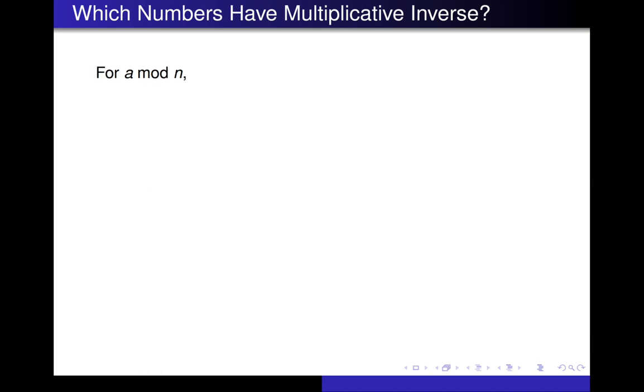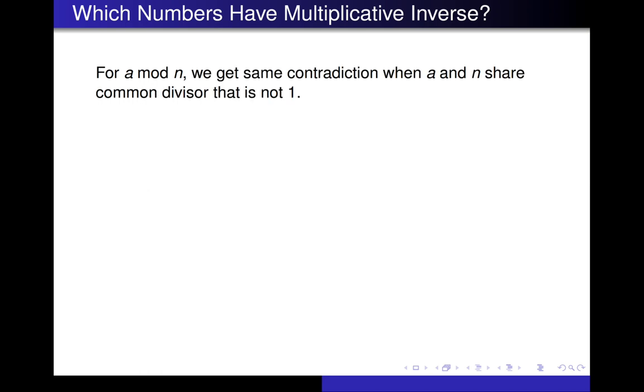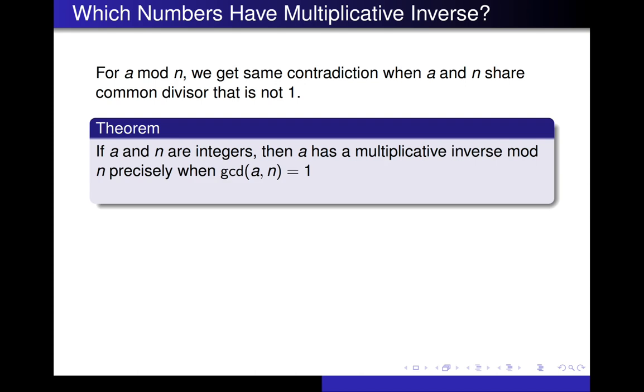So in general, if you have A mod n, we get the same contradiction any time A and n have a common divisor that is not 1. Remember, we can't avoid having a common divisor of 1. 1 divides evenly into everything. But if they happen to be numbers that don't have a common divisor, that's the only way we can escape not having a multiplicative inverse. So here's the theorem that we get.